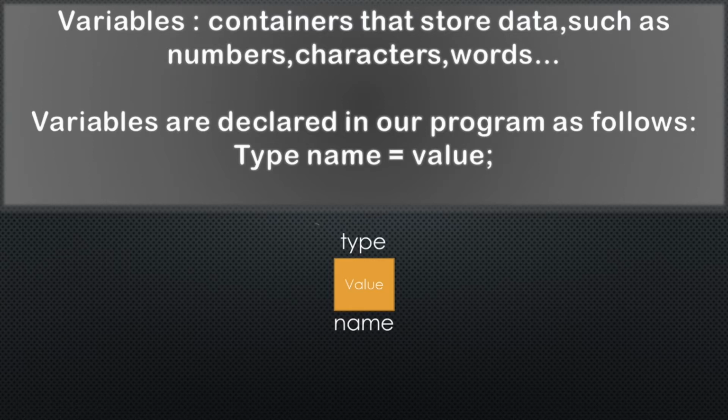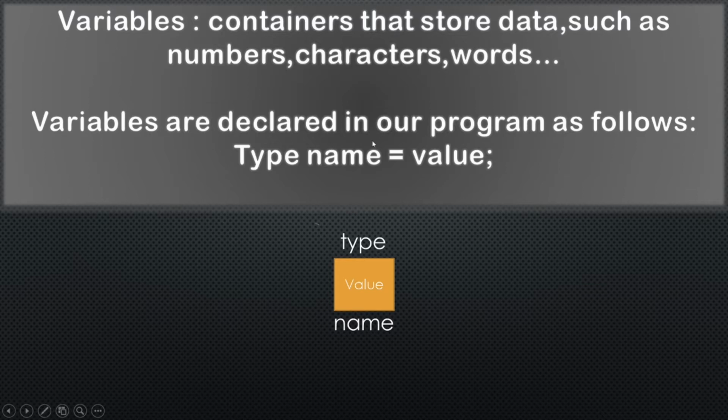In case you can't read, I'm gonna read this definition here. Variables are basically containers that store data such as numbers, characters, words. So in our code we will need to store a number in some sort of container, or a character, or a word. So this is what variables basically are.